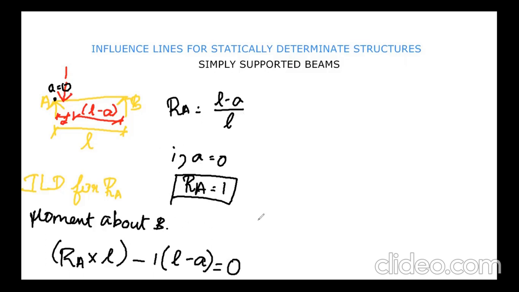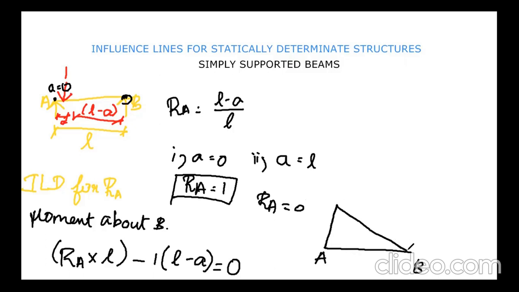Next, second case, we are assuming that a equal to L. That is, the unit load is acting at B, so the a value will become L. Now RA value will become 0. Am I right? So using these values, we are going to draw the influence line for the reaction at A. So this is the line. It is A and this is B. Here the value is 1 and here it comes to be 0.